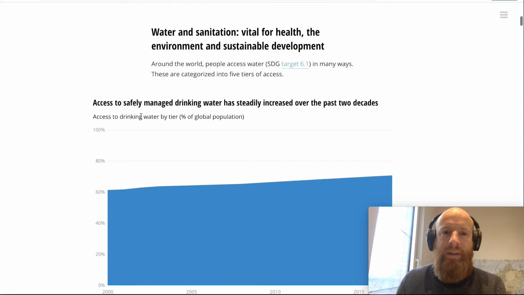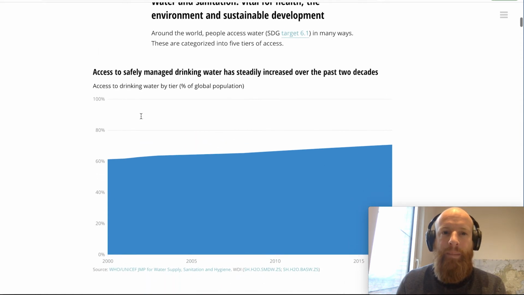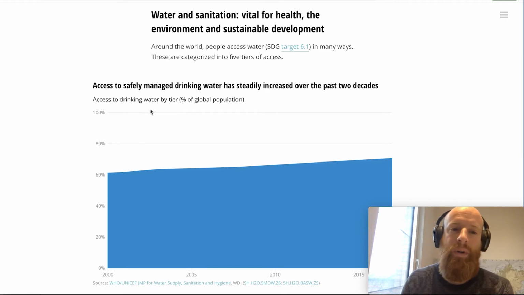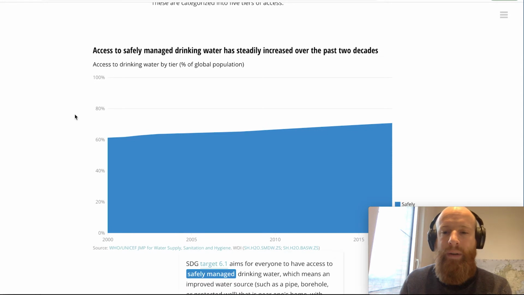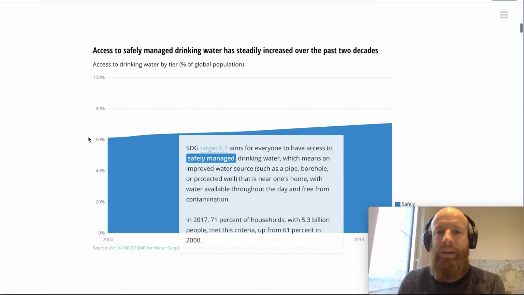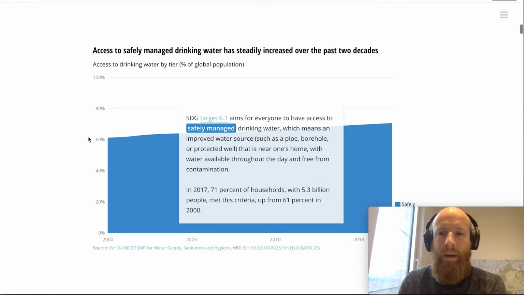So the first chart in this chapter is about water and sanitation, the access to safely managed drinking water. And you can see here an area chart which shows you the share of the global population that has access to safely managed drinking water. And you can see that while I scroll, the visualization is fixed in the background, and you have some blocks of text scrolling over the visualization. This is sometimes referred to as scrollytelling.